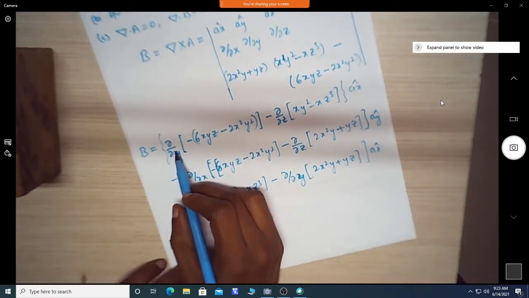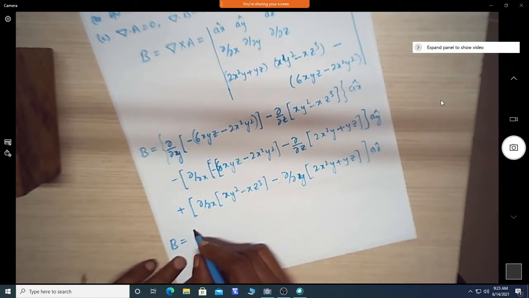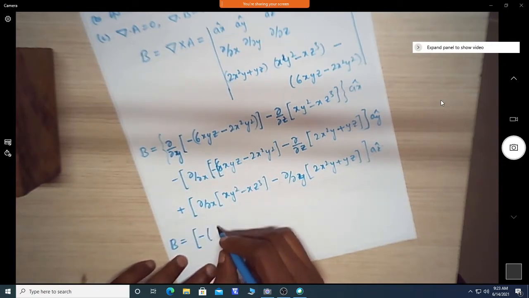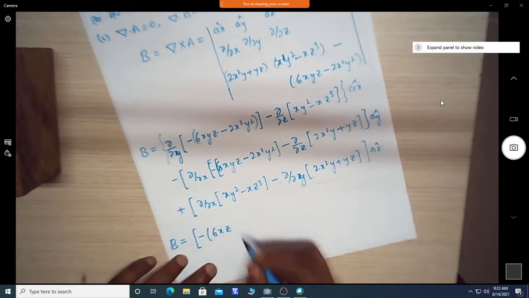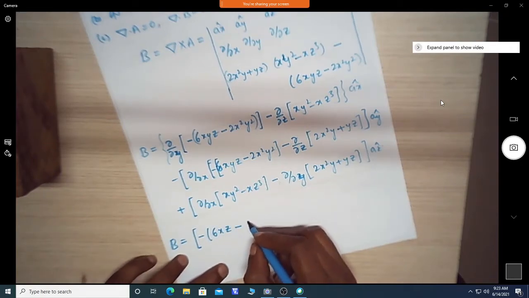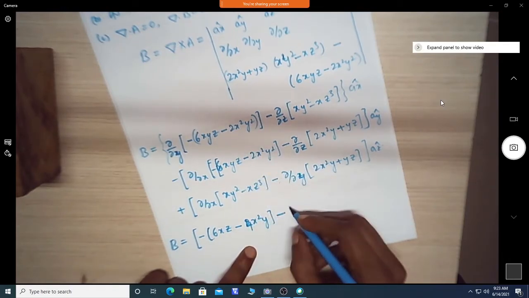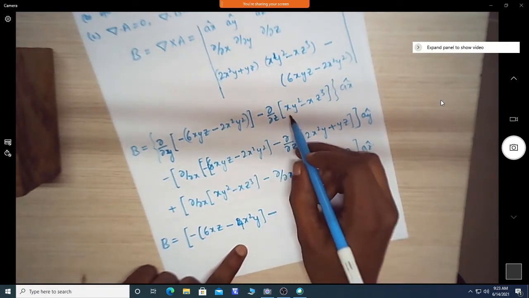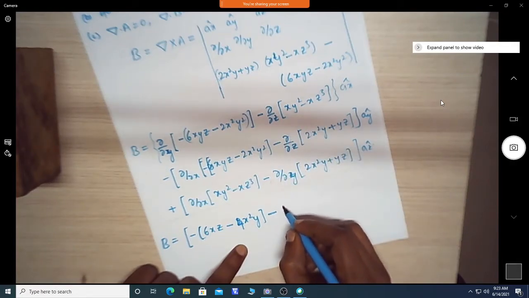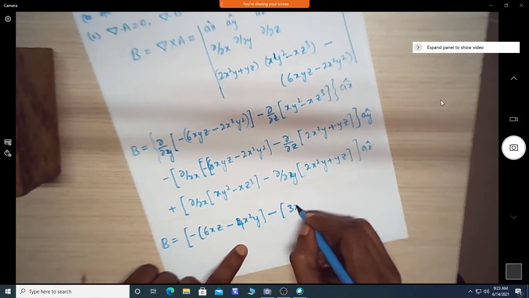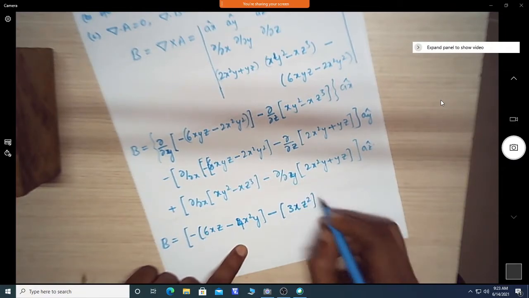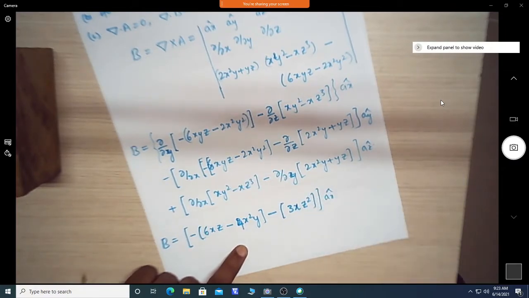So now if I differentiate with respect to y, the first component we are going to get minus of 6xz, okay, so minus 2x square, into 2y it will become 4x square y. So this is the first term. The next term with respect to z, this goes to 0 and we get minus of 3xz square. So this is in the direction of ax.